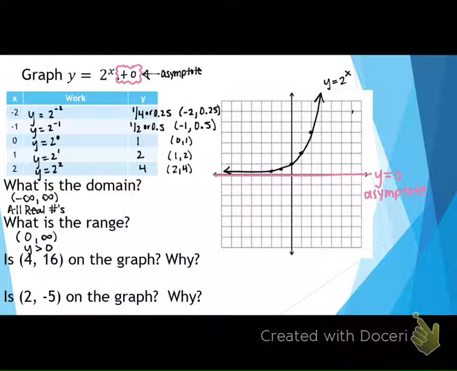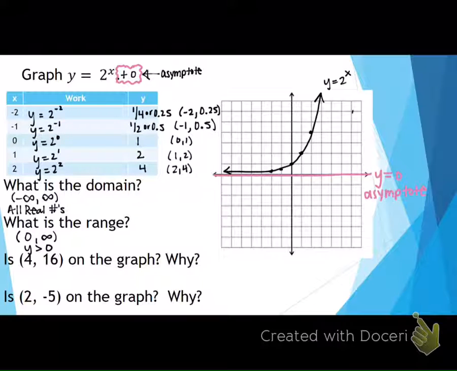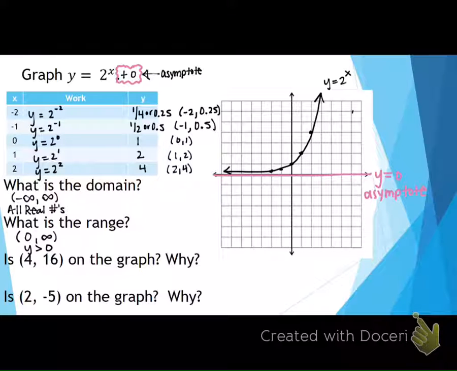Great way of saying it. Perfect. It's an asymptote. So the asymptote is going to be your range. It will tell you exactly where your range is. It will always be from the asymptote to infinity because we are not reflecting exponentials this year. You will do that in Algebra 2.